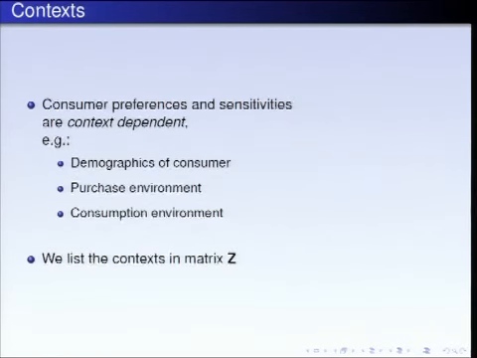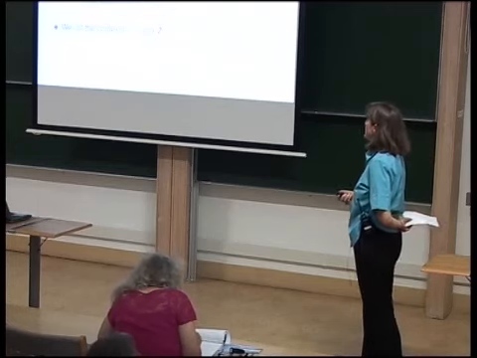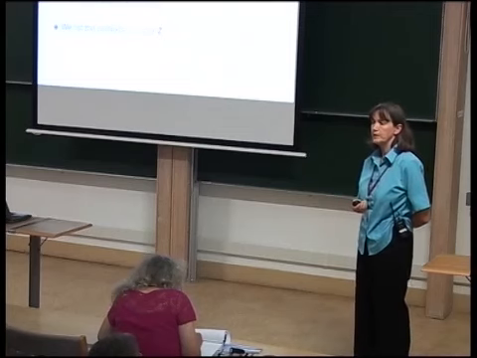Okay, now consumer preferences are context dependent. And by context, as Brad showed, demographics might have a big effect. In his study, he had an effect of gender. You might have put in here age, household income. Purchase environment is a context. How many different choices do you have when you're in a store?